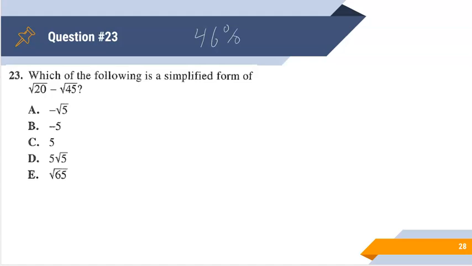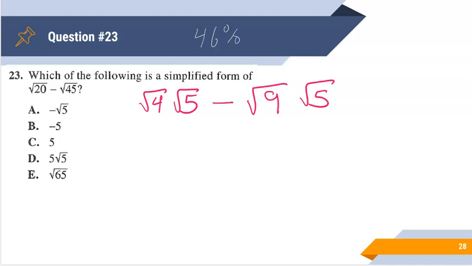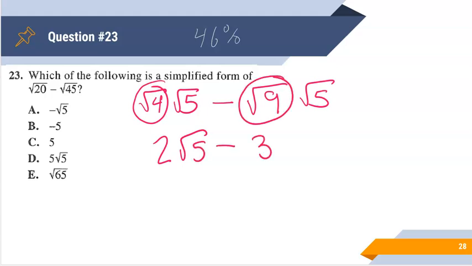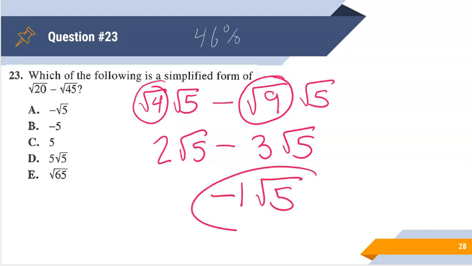Okay, simplifying square roots. Well, the square root of 20 is the same thing as root 4 times root 5, because 4 times 5 is 20. And the square root of 45 is the same thing as square root of 9 times square root of 5. 9 times 5 is 45. Square root of 4 is 2. Square root of 9 is 3. And if we subtract these, we'll be left with negative 1 square root of 5, which is choice A.